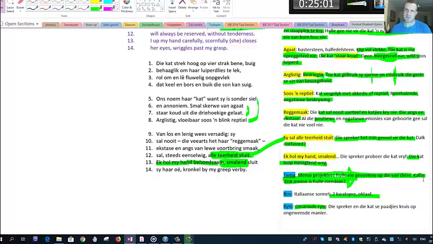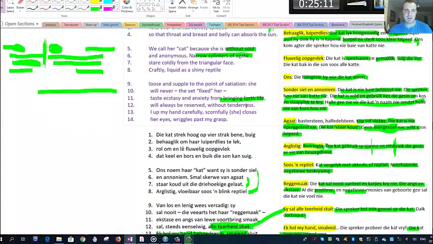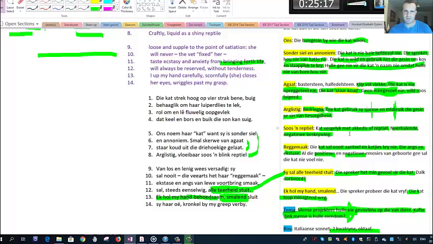Okay, so I hope that makes sense. So very important, the enjambement, don't forget about that. And you need to know all the words in this poem. There's some big Afrikaans words. And yeah, just the theme becomes very important.